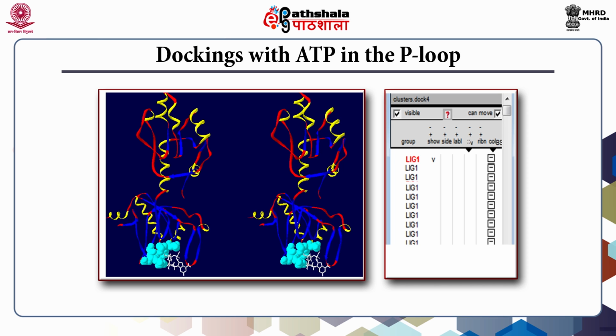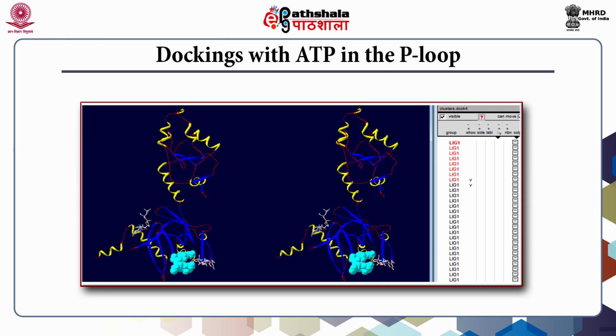Now make the next docking visible by marking V in the first column. If this next docking is not visible outside the P loop, then make the previous docking invisible. If the currently displayed docking is within the P loop, then select it by pressing the Ctrl key and clicking on its name, that is Lig1 in the second row. Now make the next docking visible by marking V in the first column, that is the third row. If this next docking is not visible outside the P loop, then follow the same procedure as for the previous docking.